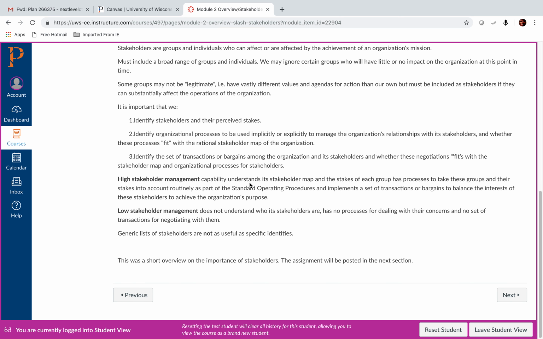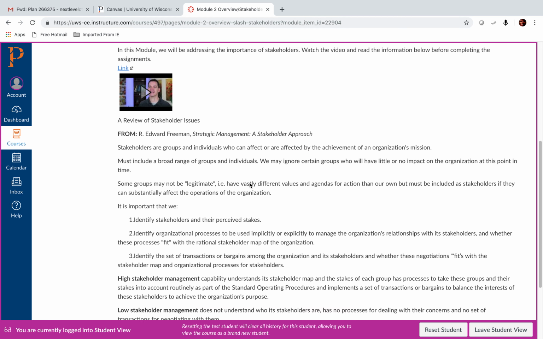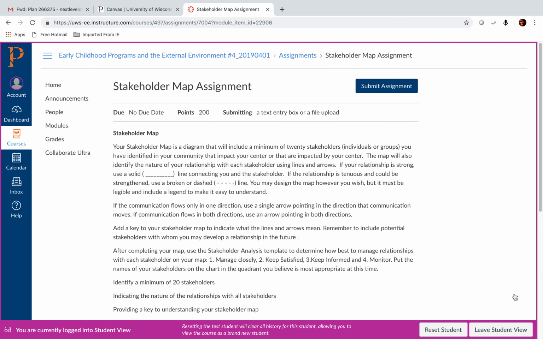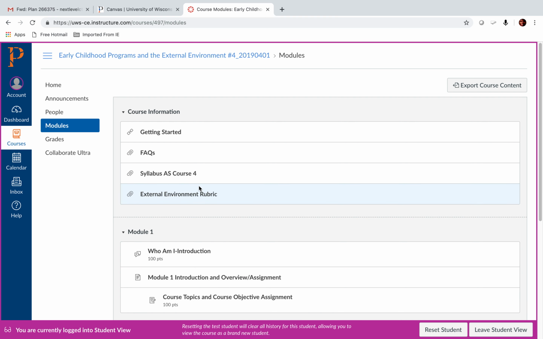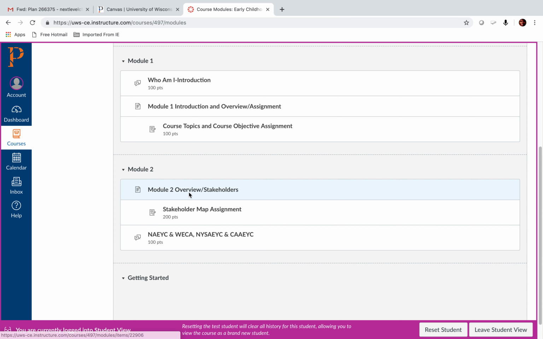So this is just a short overview of stakeholders that we'll be talking about during this course. So the next thing, you can click on the next, or you can go back to the module. Let me just show you that, because you see where I clicked on the next. But the next thing is, let's see, here's the modules. Going back down to 2. So here is the actual assignment that is connected to the overview about stakeholders.